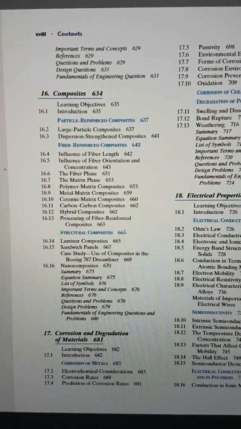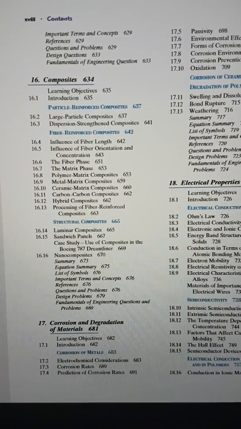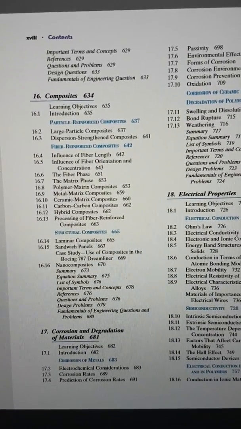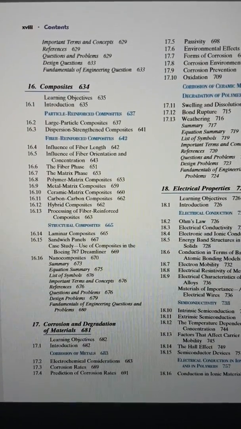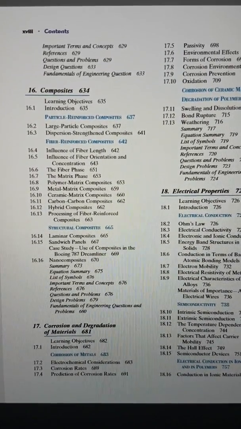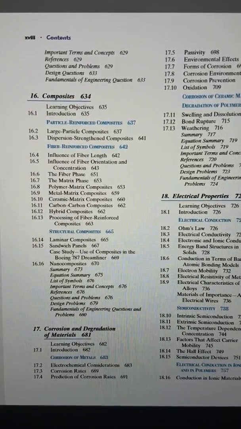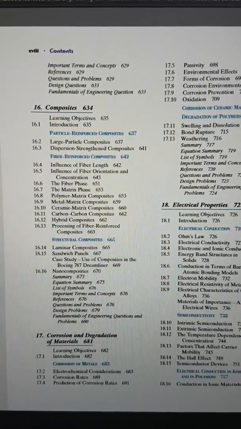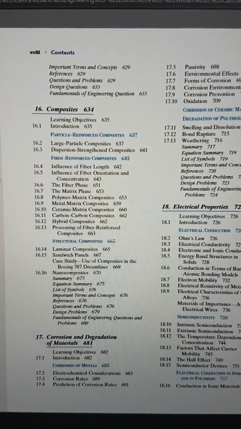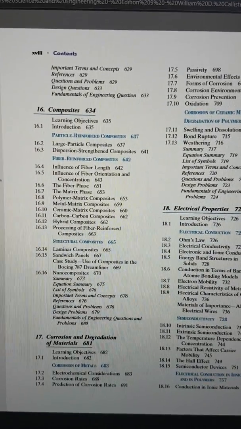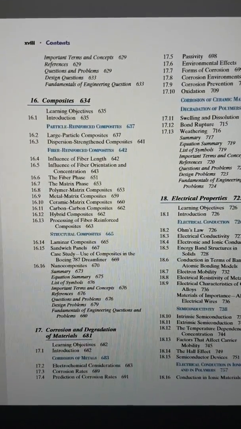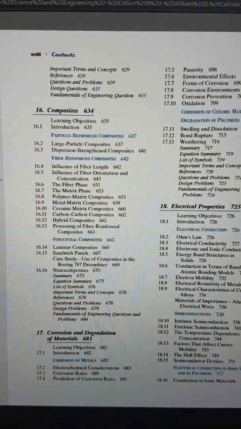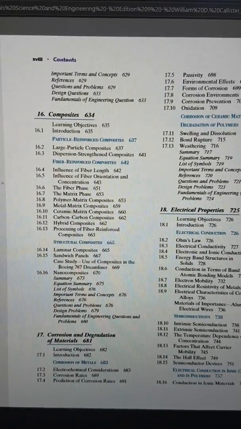And in chapter 16, we're going to see composites. Okay, we're going to talk about particle reinforced composites. We're going to see what composites are. We have large particle composites, dispersion strengthening. We're also going to talk about fiber reinforced composites, influence of fiber length, influence of fiber orientation and concentration. We're going to see the fiber phase, the matrix phase, polymer matrix composite, metal matrix composite, ceramic matrix composite, carbon composite, hybrid composite, and processing of fiber reinforced composites. We're also going to see the structural composite, and we're going to move to chapter 17.